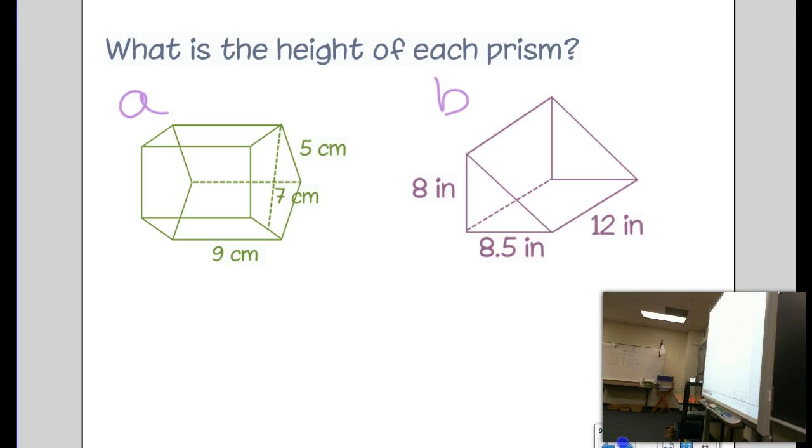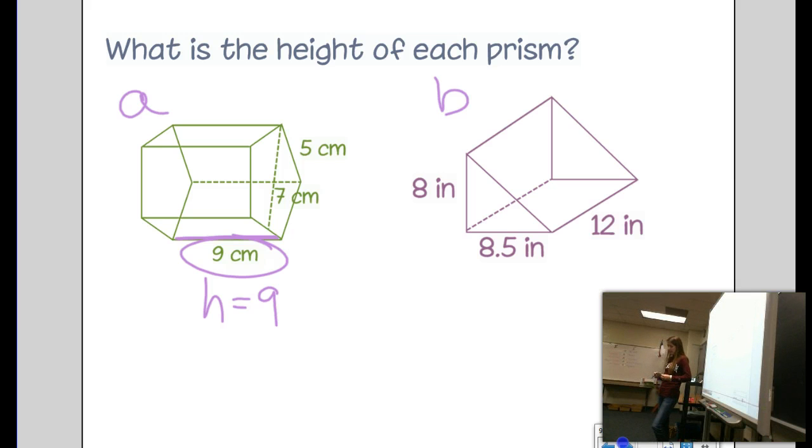Chris, what is the height of prism A? 7. No, you named the height of the base. What's the height of the prism? 9. Very good. The height is the number that connects the base to the base. The height is 9. Are you okay with the height being 9? That's H. When you go to plug into the formulas, H is 9, H is not 7 or 5.